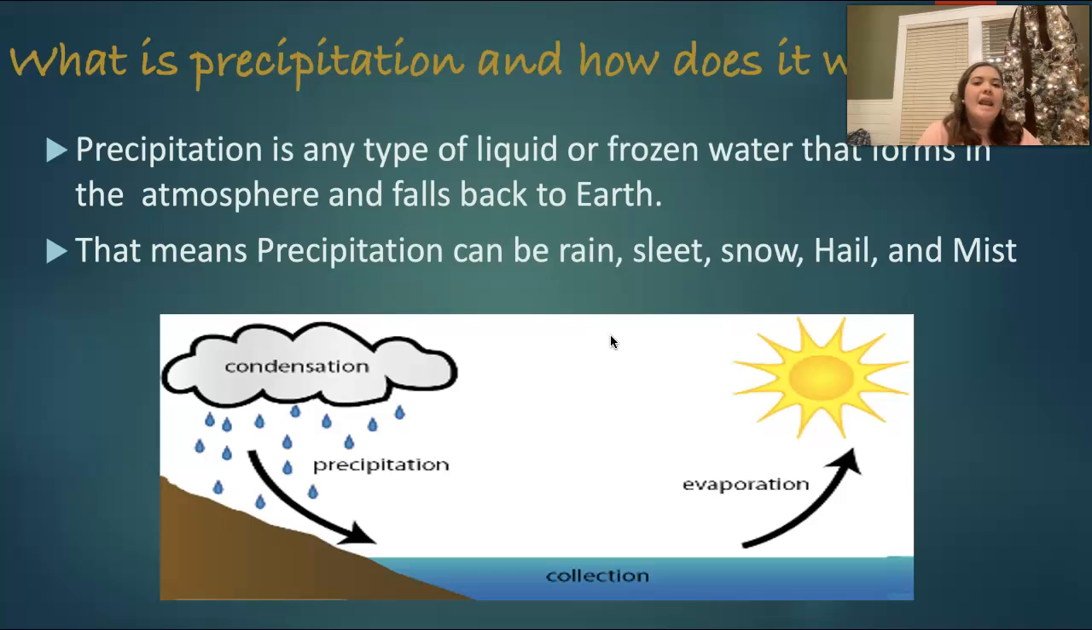What is precipitation and how does it work? Precipitation is any type of liquid or frozen water that forms in the atmosphere and falls back to Earth. That means precipitation can be rain, sleet, snow, hail, and mist. So what happens? In this picture, you have a collection of water. It evaporates into the sky, and it finds a cloud and starts to condensate inside that cloud. Now, once the water gets a little bit heavy, it'll fall, and that becomes precipitation. Now, what makes that water fall from the cloud is gravity.